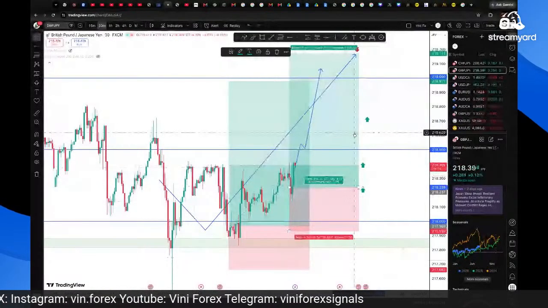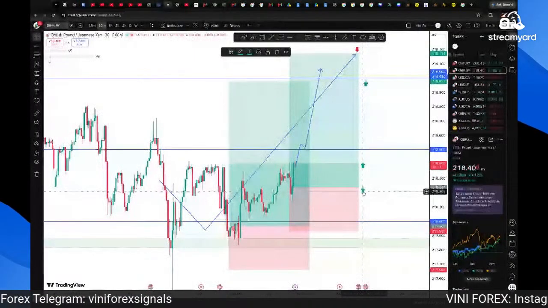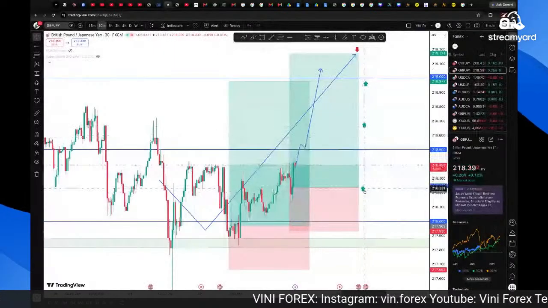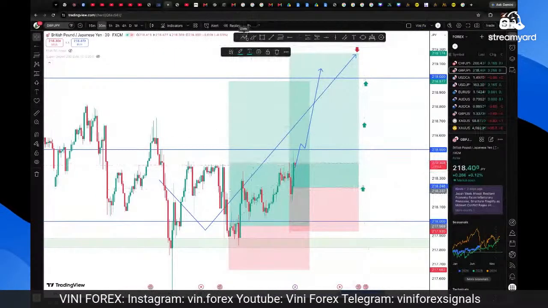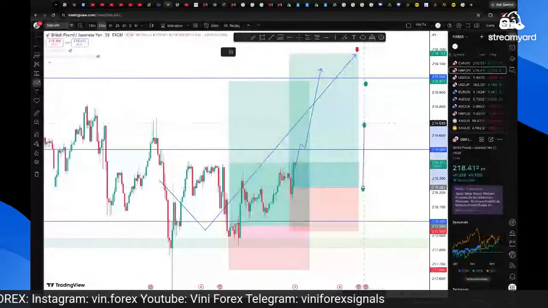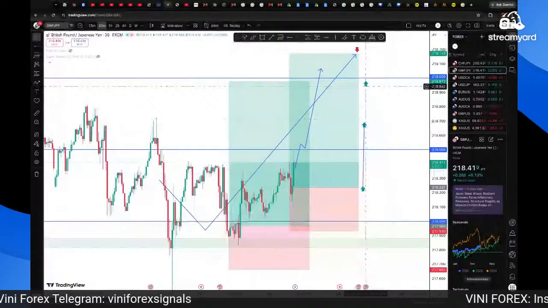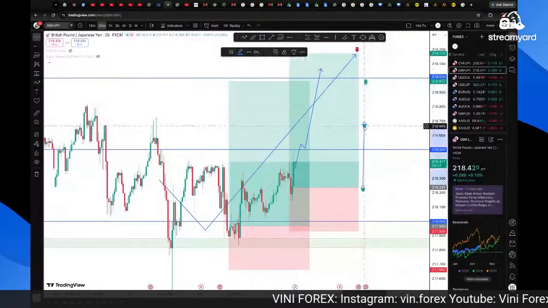If the market still moves up to around here, I will move my stop loss again to around here, which means the profit is now secured from this point up to this point. And if the market is already around where I will close, I will just close it, bam, take all the money and go.